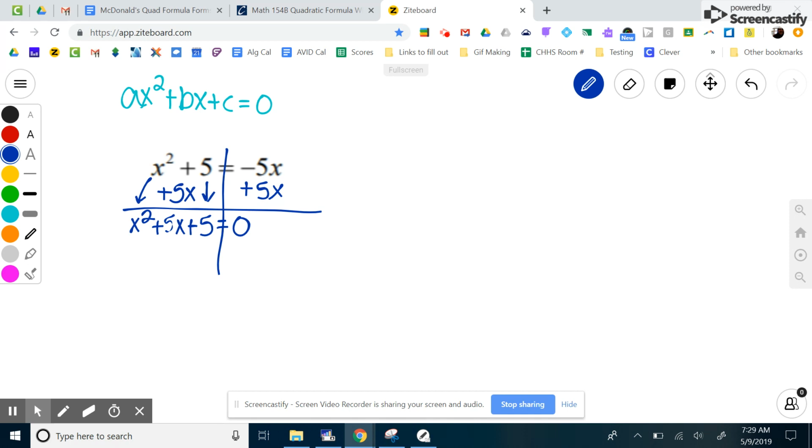Now that it's in standard form, I'm ready to decide which way to solve it. Because it's got a b term, I need to solve it using the quadratic formula. So my next step is to identify a, b, and c.